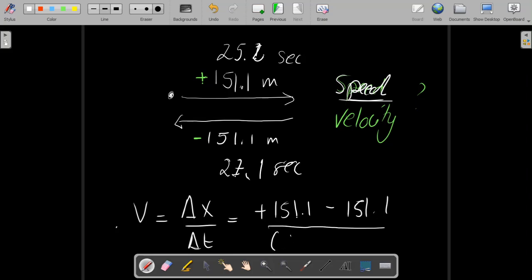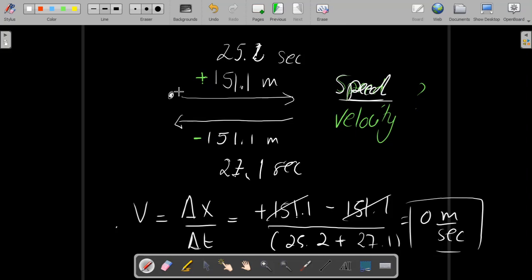Here the time. I hope everybody's noticing that the top is going to be 0. And if the top, sorry, I'm distracted. I keep talking to you and I get distracted. 27.1. So this becomes a 0. They cancel one another, and a 0 divided by anything is still 0. So 0 meters per second.